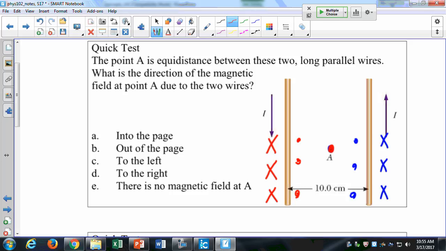What would happen if this current was going the opposite direction? What would be the magnetic field? There'd be none, because it's a vector quantity. And if I get 2 magnetic fields, one of which is opposite the other, then it cancels out. All right?